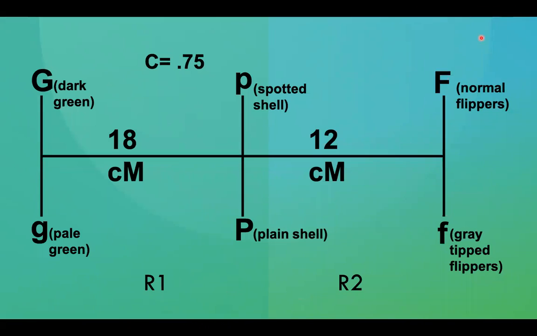It shows 3 linked loci, all with separate alleles. We have our coefficient of coincidence, which is 0.75. Our R1 value is going to be 18 centimorgans, and our R2 value is going to be 12 centimorgans.